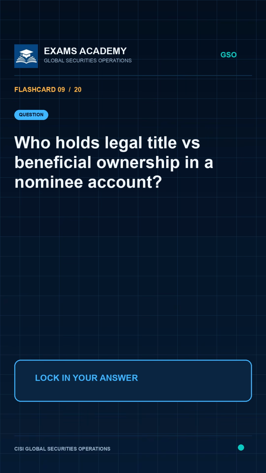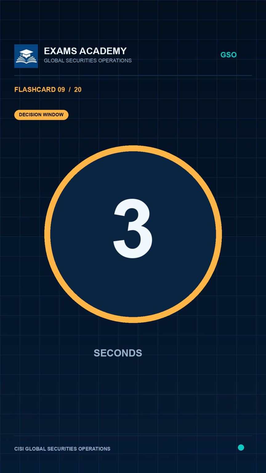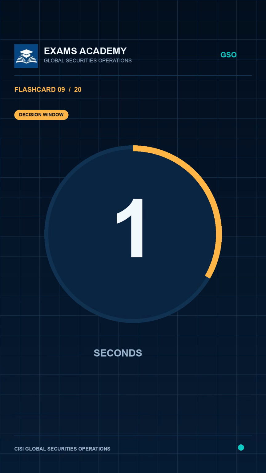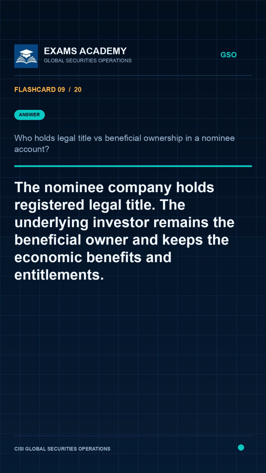Question 9. Who holds legal title vs beneficial ownership in a nominee account? Answer. The nominee company holds registered legal title. The underlying investor remains the beneficial owner and keeps the economic benefits and entitlements.